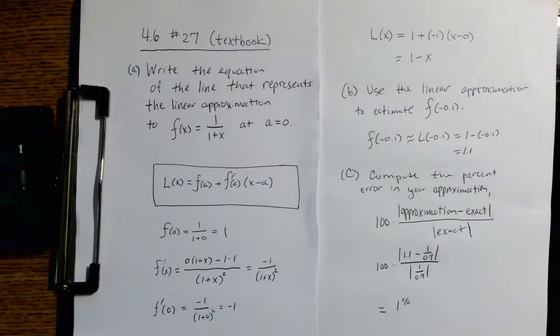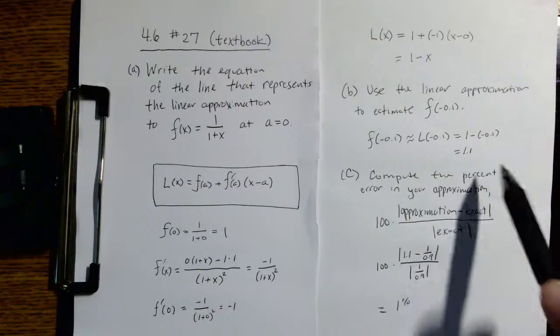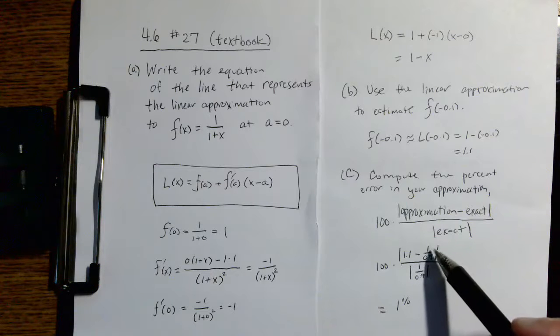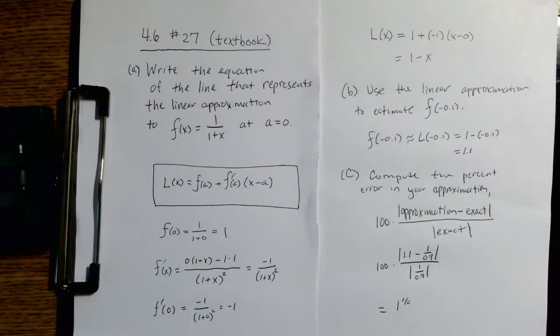We're going to use the exact value, what we would get if we plugged into f, but we're also going to use the approximation, what we found in part B. This formula will tell us how far apart our approximation is from the exact value. So the approximation was 1.1. The exact is 1 over 0.9, or 10/9, or 1.1 repeating. And the difference is 1%. So it's a 1% error.